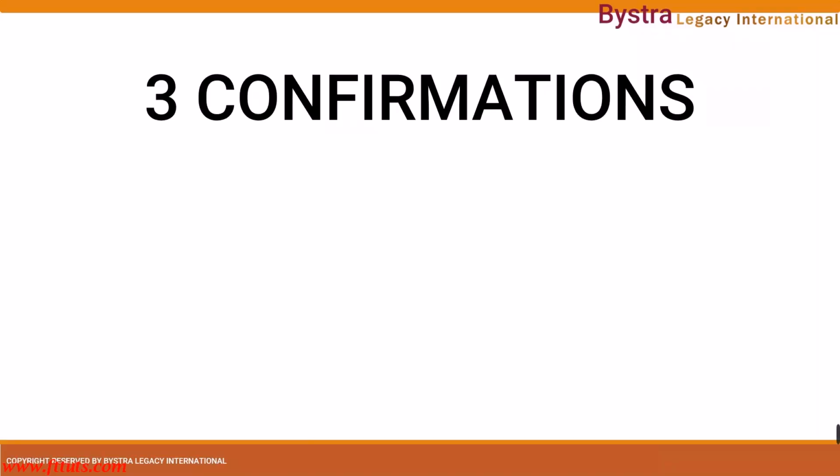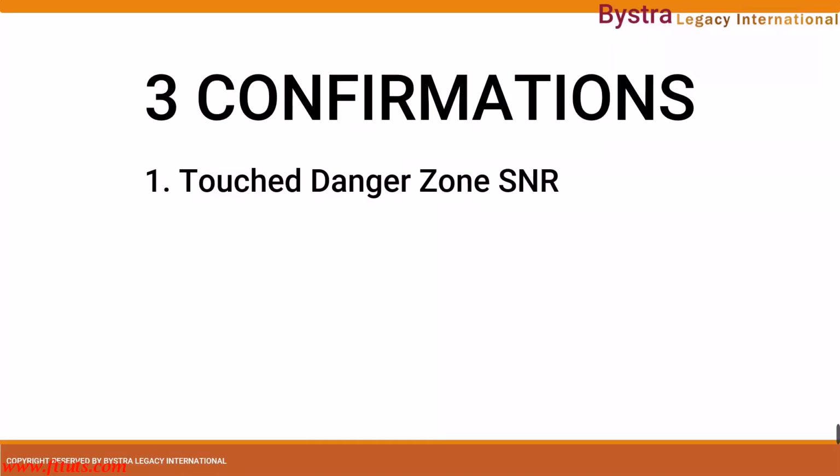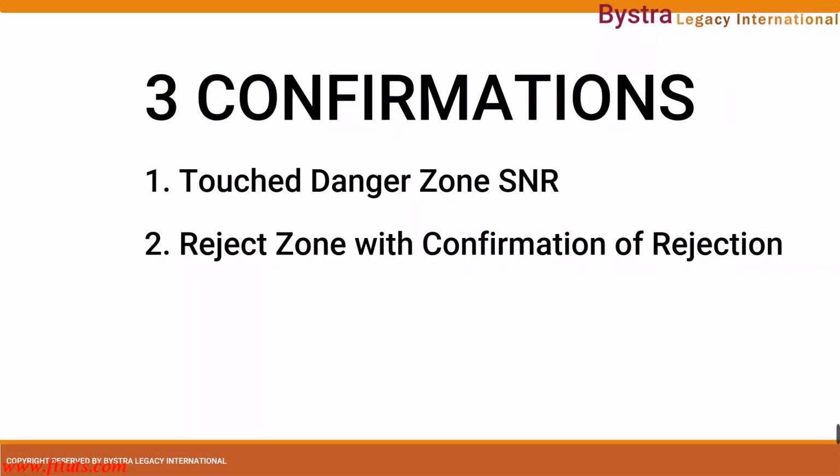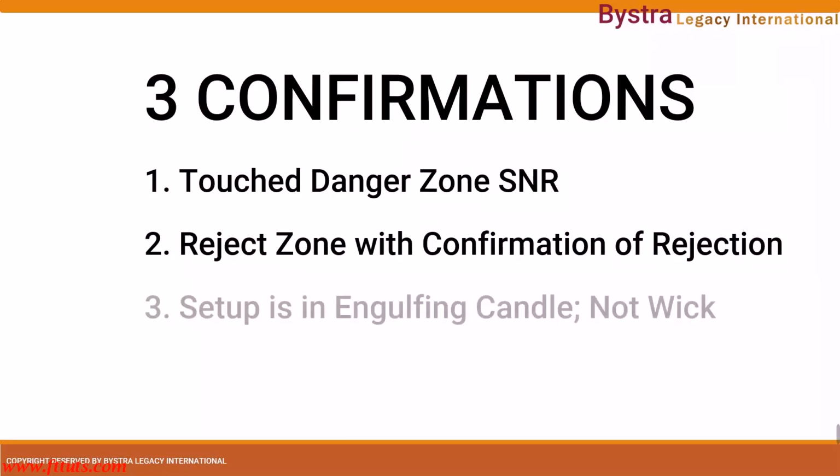So first of all, the 3 confirmations. What are the 3 confirmations? First of all, the price must touch the danger zone SNR. Doesn't matter whether it's a resistance or the support. Next, the reject zone must have the confirmation of rejection after the price has touched the danger zone. The third confirmation is that the setup of the F5 has to be in the engulfing candle and not at the wick, because the wick is high risk. So you guys get the 3 confirmations?